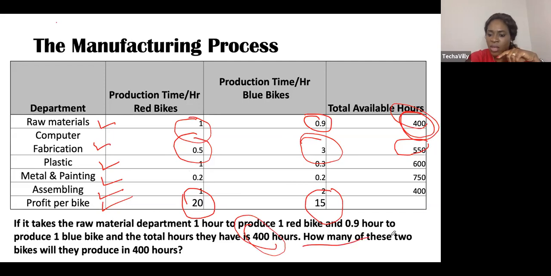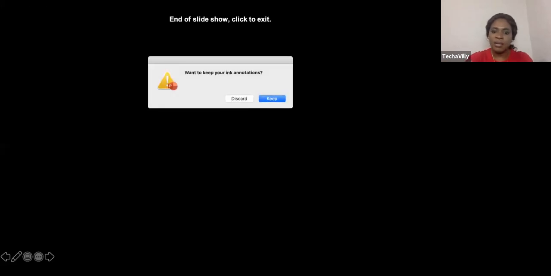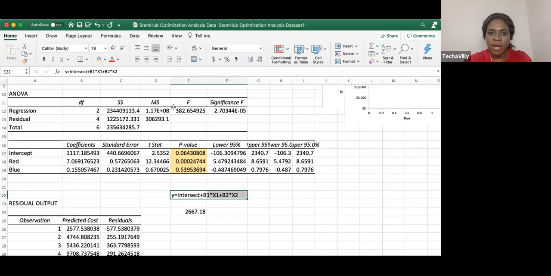this is now the question. How many of these two bikes will they produce in 400 hours? So we're going to solve this now. If it takes each of these departments this number of hours to produce one bike, joined together, how many of these will they produce? So we're going to go to the Excel app. I'm going to stop sharing this and go back to Excel, and I'll share this right now.